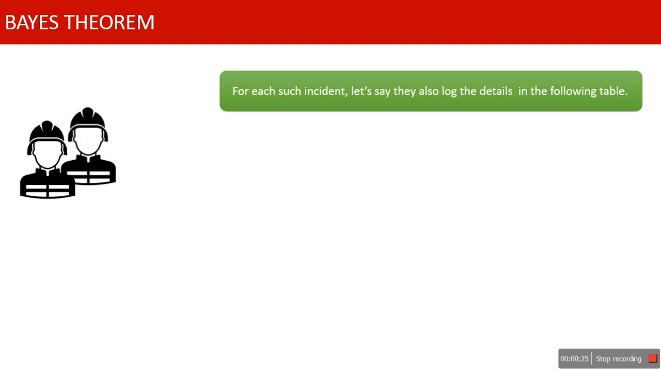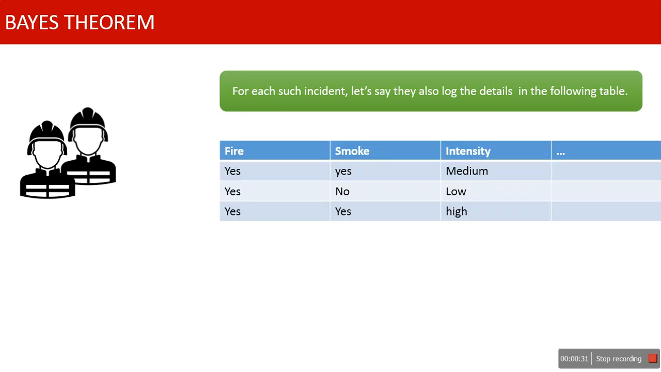Now for each such incident they are also logging the details, and these details are like whether there was fire. In case yes, what were the other attributes, like how much damage has been done, was there any smoke, what was the intensity of the fire. So there are a number of attributes. These firefighters, or other officials, record this kind of data. This is the class attribute. It shows whether there was fire or not, and what the corresponding data attributes were.